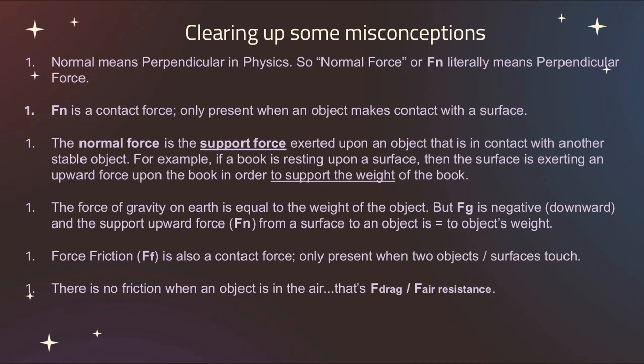And finally, remember that force friction is also a contact force, and it's only present when two objects make contact with each other and two surfaces touch. There is no force friction when the object is in the air. That's called F drag or F air resistance. So hopefully these little misconceptions can be cleared up now.